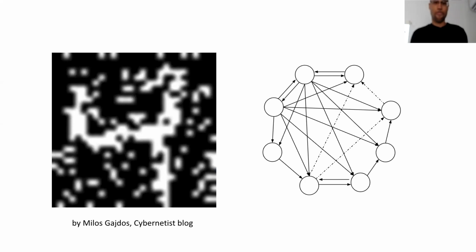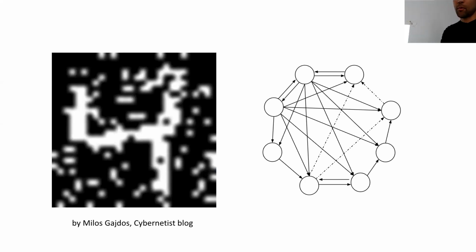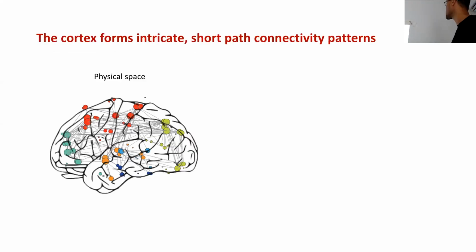So I will try to show you in this talk how a Hopfield network can be pruned up to about 10% sparsity, in the range of cortical sparsity, and still maintain its functionality. And also how this pruning changes the topology of the network, and finally the topology looks like what we see in the cortex.